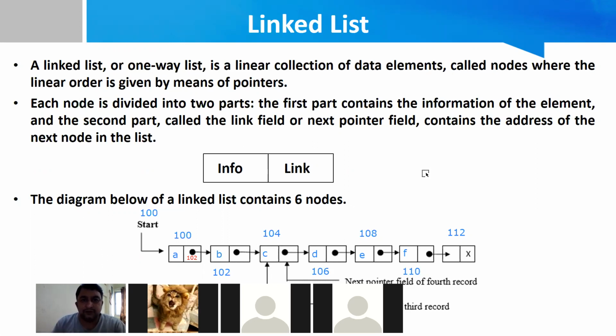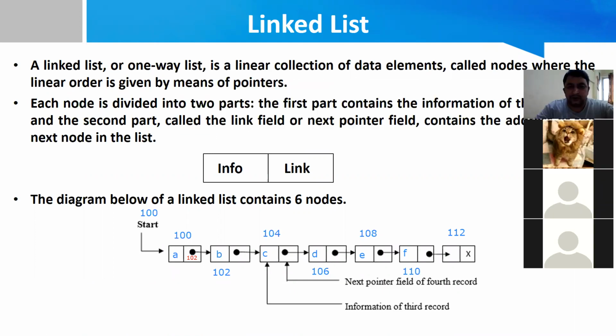Information is the data at the specific memory location. Right, is it clear now, or do you have any doubts? Fine. So if you don't have any doubts, this is how the representation will be, right? As I told you, this is the information, and this is the address for the next node.